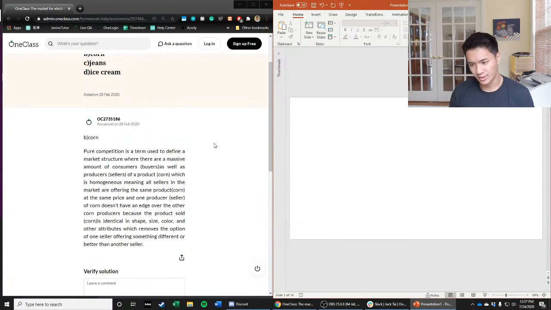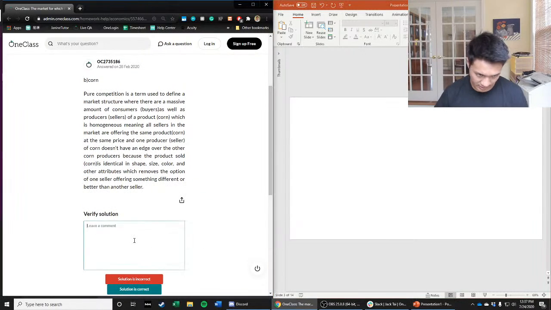Let's take a look at the previous tutor's answer. And the previous tutor said corn as well. And they said that pure competition is a term used to define a market structure where there are a massive amount of consumers or buyers as well as producers or sellers of a product like corn, which is homogeneous, meaning all sellers in the market are offering the same product, like corn, at the same price, and one producer of corn doesn't have any edge over the other corn producers because the product is identical in shape, size, color, and other attributes, which removes the option of one seller offering something different or better than other sellers.